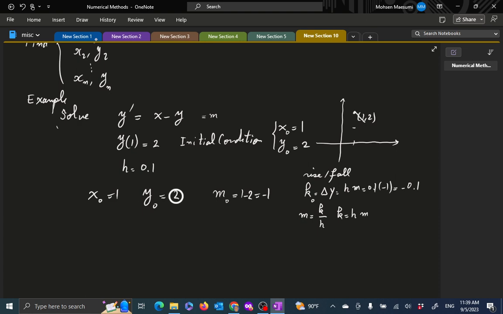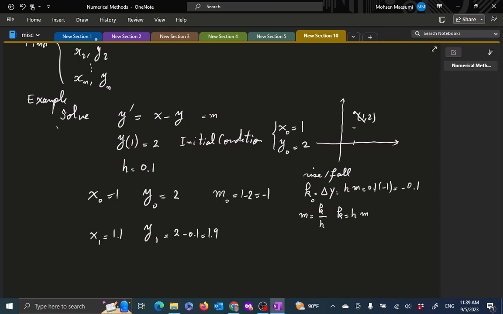Well, we were at 2. We fell by 0.1. So now we say, okay, we went to the next point, y1. It was 2, and then fell this much, minus 0.1. So now we are at 1.9. Well, what is my x? My x is whatever I was before, plus this h that I have moved horizontally. So x is going to increment by my run. So 1 plus 0.1 is going to be 1.1.